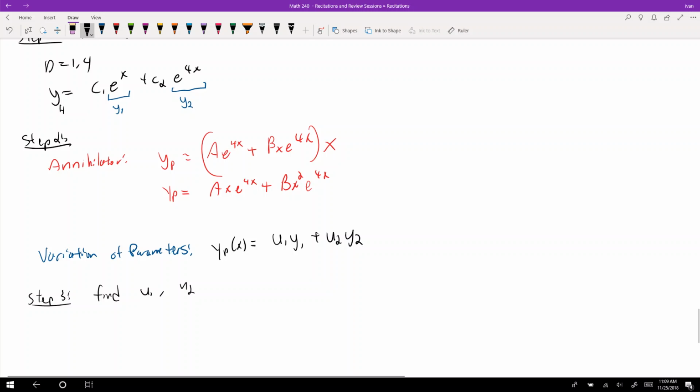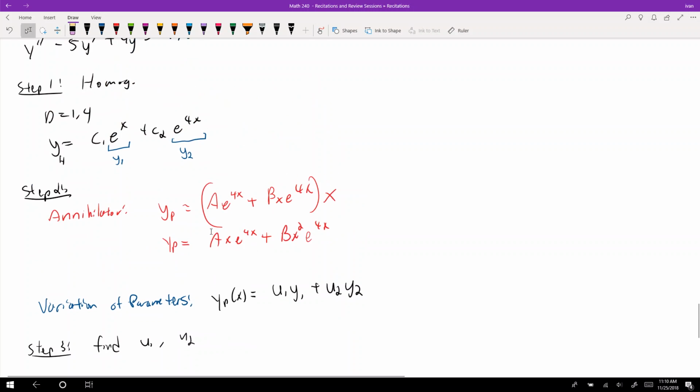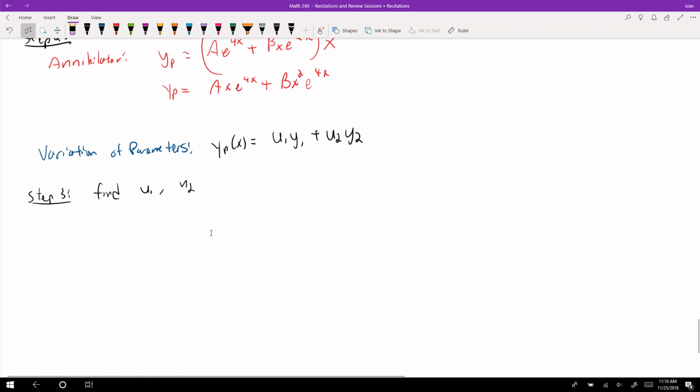integration, okay? So we turned a differential equation type of problem essentially into an integral type of problem. And we'll see why. So we use this formula then. u1 is equal to negative integral of y2 times f over the Wronskian of y1, y2. And u2 is equal to the integral of y1 times f, notice no negative sign out here, divided by the Wronskian of y1, y2. Okay, and this negative sign out here, important to remember.